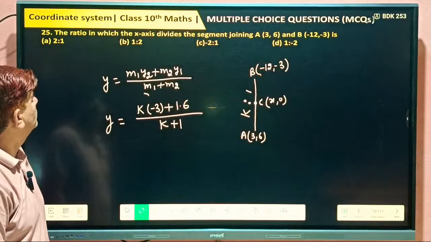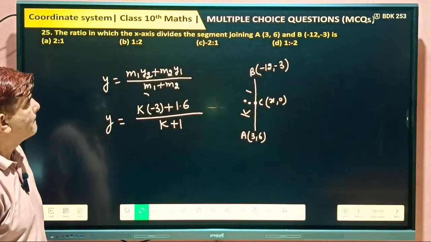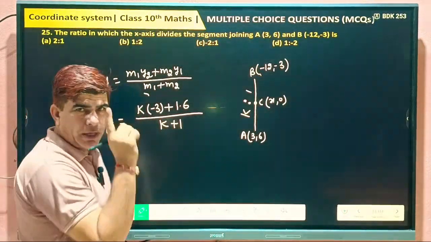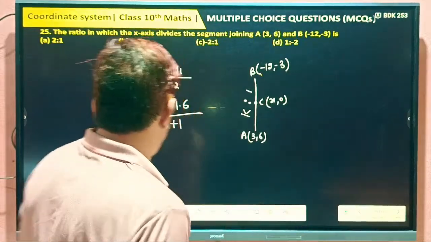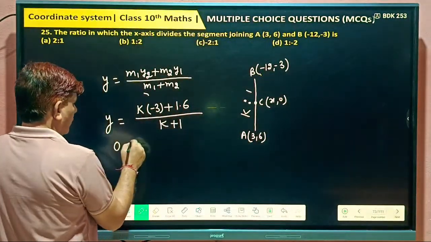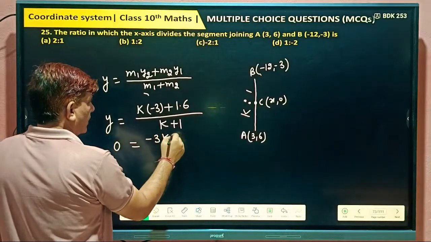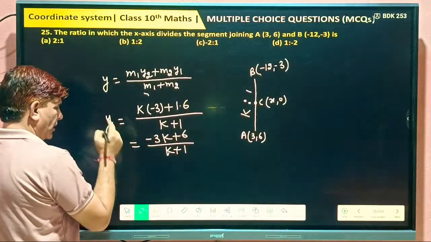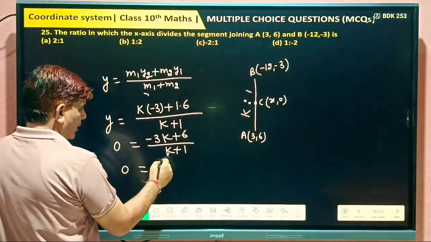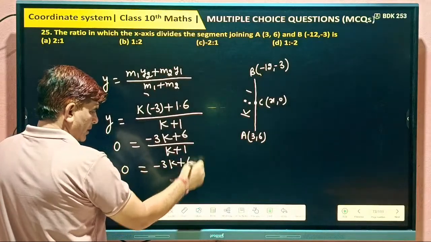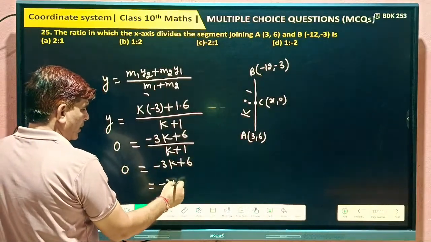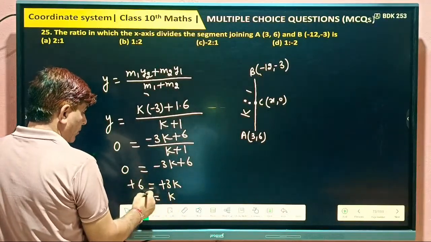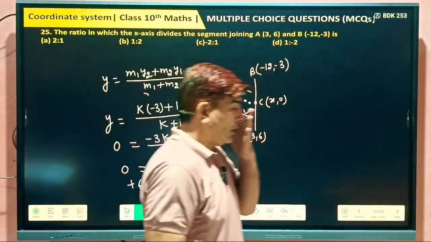Got or not? Yes or no? So y is what here? On the x-axis. If any point is lying on the x-axis, then y must be 0. So this is 0 equal to minus 3k plus 6 by k plus 1. Bring k plus 1 to this side, multiply with 0. 0 equal to minus 3k plus 6. Transfer 6 to that side. So minus 3k equal to minus 6. This minus cancels, minus, what's k? k equal to 2.